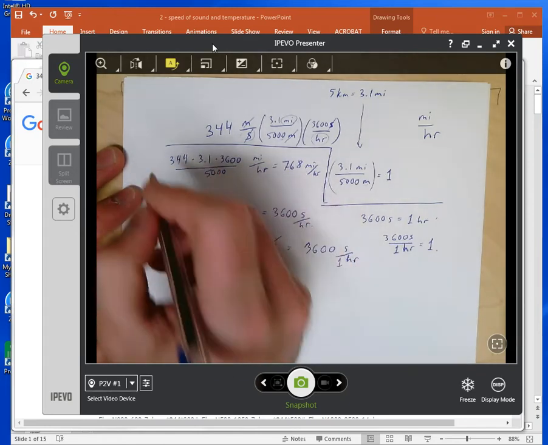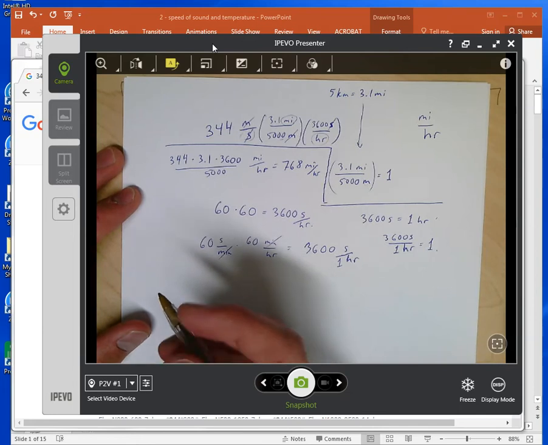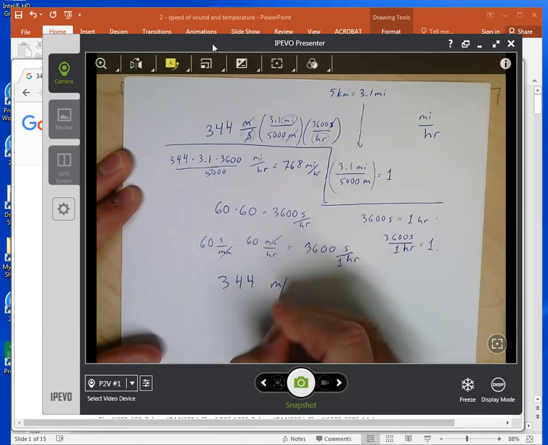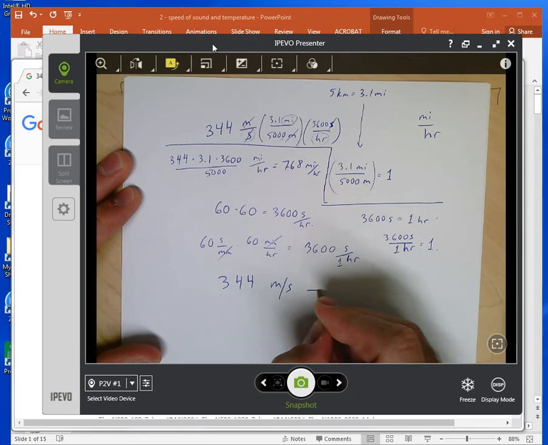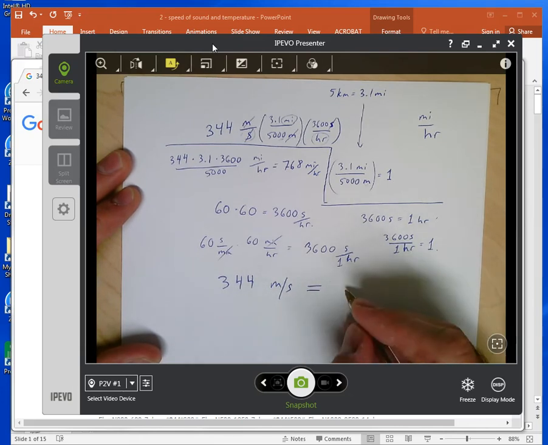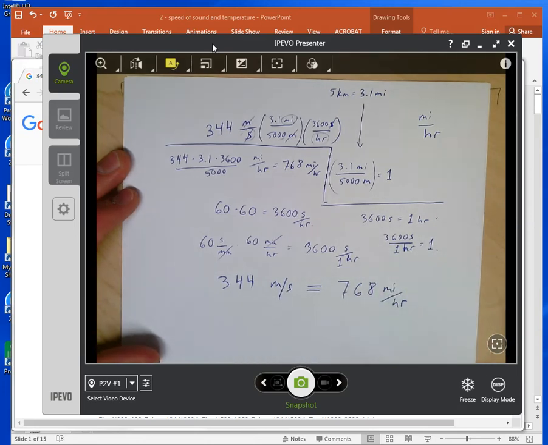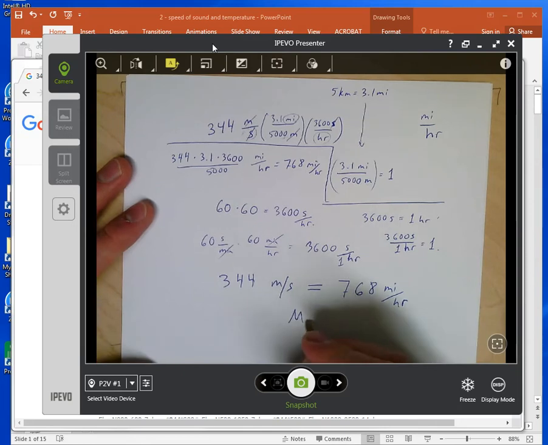Good. So the thing I want to drive home here is that 344 meters per second is pretty much the same thing. I could write almost equal to, but this is close enough to being equal to 768 miles per hour. This is the speed of sound. So you might have also heard of something called Mach 1 before. Mach 1 means the speed of sound.